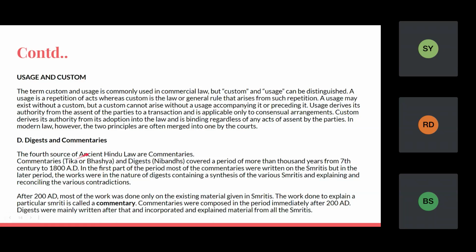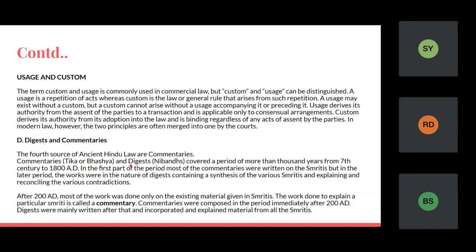Now, the final thing which we are going to see under ancient Hindu law sources is the digests and commentaries. So, the fourth source of Hindu law is commentaries. What are commentaries? Commentaries means Tika or Bhasya. You all know what a comment is. It is something already known, and you are just commenting on that, writing a book on that. So that is to do with commentary.